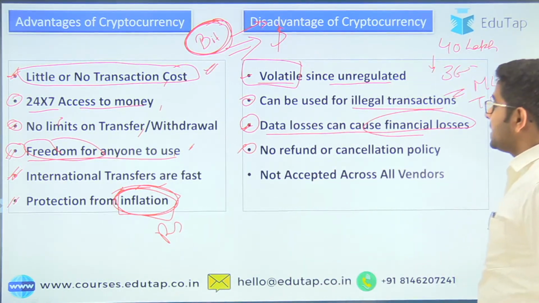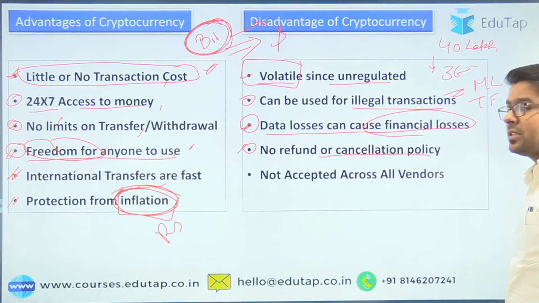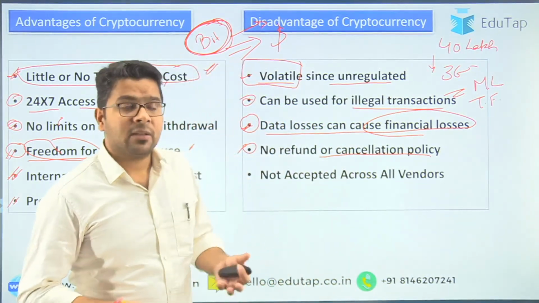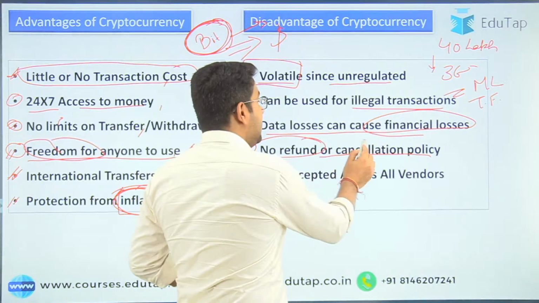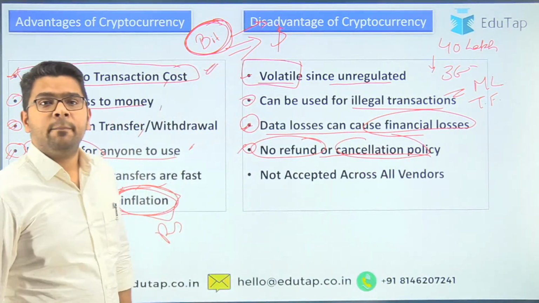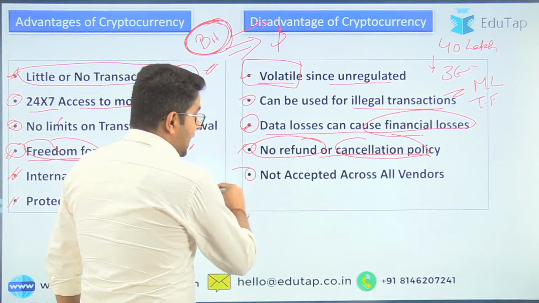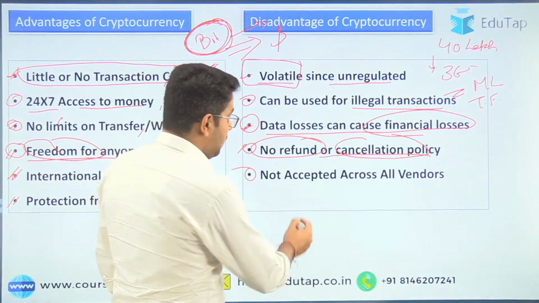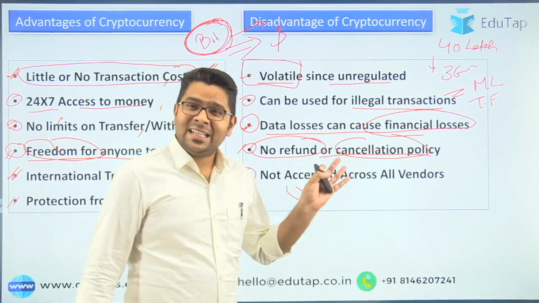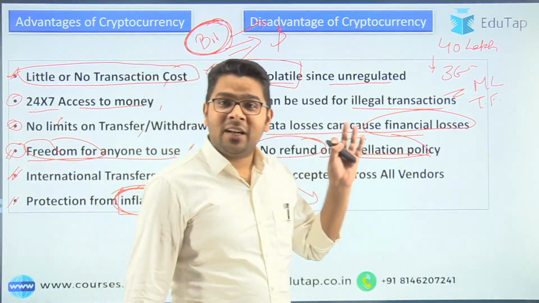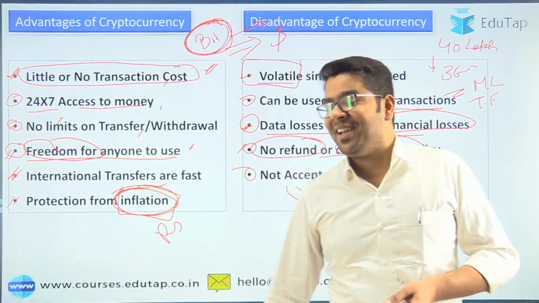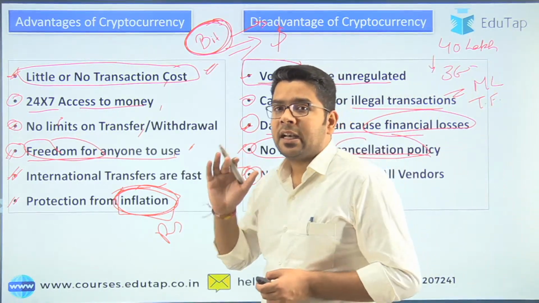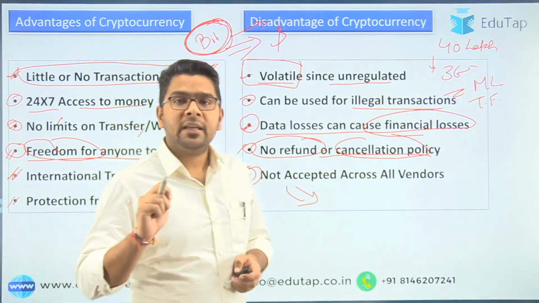Coming to the fourth point, which is no refund or cancellation policy. If you have bought the Bitcoins, you can only transfer them, but you cannot ask for a refund or cancellation saying that you do not want the Bitcoins. Then the last point is that it is not acceptable by all the vendors. If you want to go to a pawn shop, is it possible for him to get the transaction done through Bitcoins? So these are the major reasons why cryptocurrency is currently banned in India.